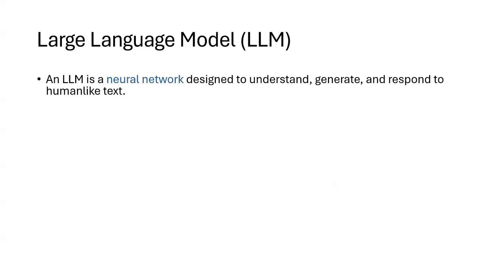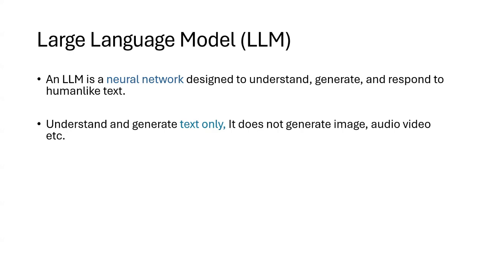Large language model. What is a large language model? It is a neural network designed to understand, generate, and respond to human-like text. If you do not understand neural networks, then you need to go through that separately. Basically, there are different layers of neurons: input layer, output layer, hidden layers. But these are totally separate topics that require separate videos. So basically, an LLM is a neural network designed to understand, generate, and respond to human-like text.